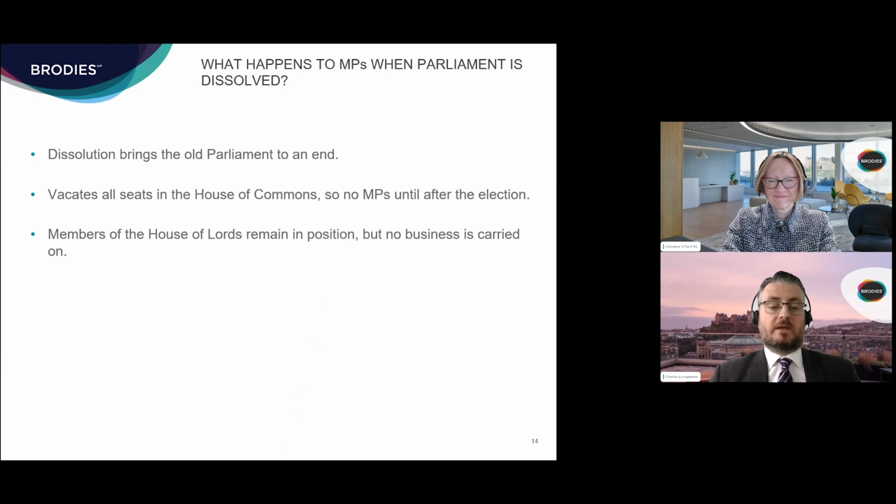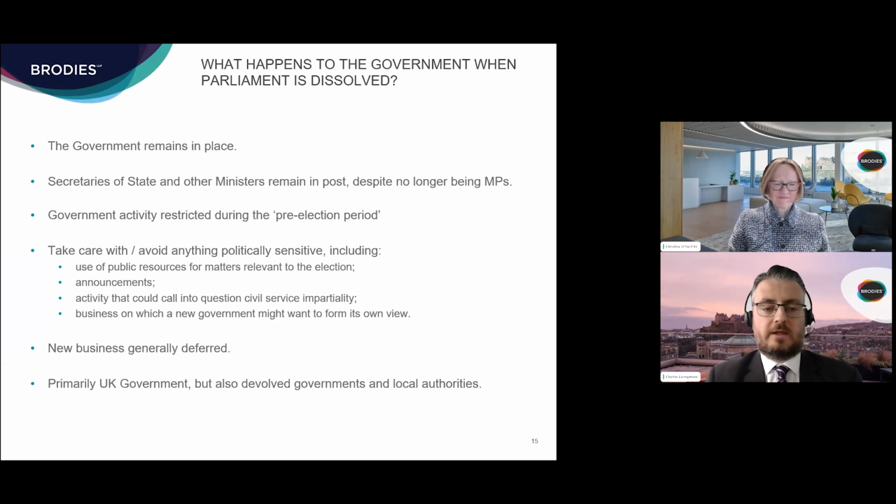Members of the House of Lords remain in position because obviously that is an appointed rather than an elected body, but as I said, no business is carried on in the House of Lords. The government, which is on our next slide, is a bit of a different story. So the government remains in place. We don't cease to have a Prime Minister because Parliament is dissolved. So the Prime Minister, Secretaries of State, other ministers, they remain in post despite no longer being MPs, and they can no longer put MP after their name.